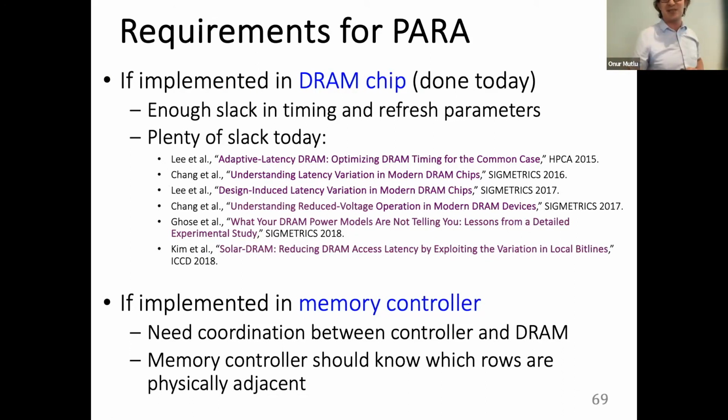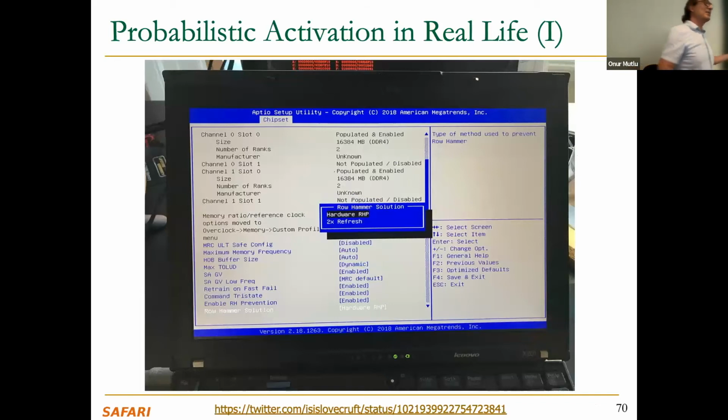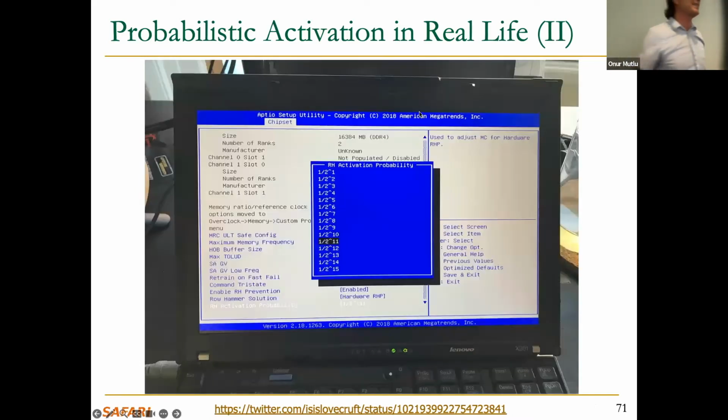I will not go into the details of this. Intel actually implemented a version of the solution in their memory controller. This is not exactly how we envisioned it, but in the BIOS, for example, you can pick your RowHammer solution. You can either pick hardware RowHammer protection or 2x refresh. And if you have hardware RowHammer protection, you have another screen over here where you can choose the RowHammer activation probability. Hopefully you're not going to choose 1/2. Then every activation you're going to get a refresh, which is probably not good. But this person actually said that 1/2 to the 11, that was our recommendation in the paper. Okay.